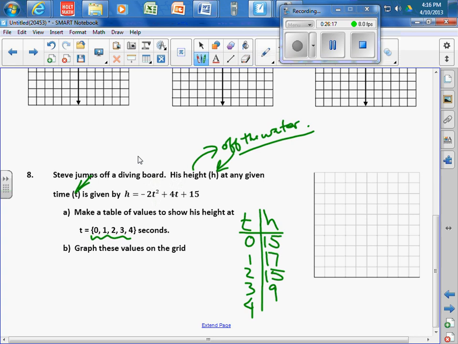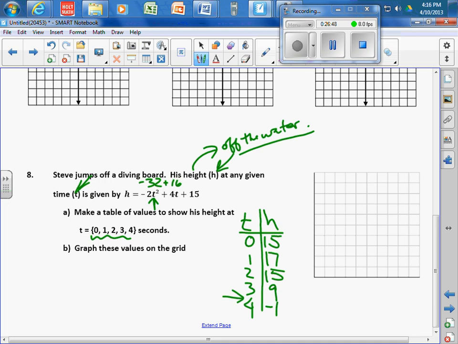And then we're going to try 4. So t squared, 4 squared is 16 times negative 2 is negative 32. And 4 times 4 is 16. So negative 32 plus 16 is what? Well, negative 16, right? Negative 16 plus 15 is what? Negative 1. Well, what is that? Does that make sense that he's negative 1 feet above the water? Yeah, it means he's hit the water. He hit the water sometime between 3 seconds and 4 seconds.